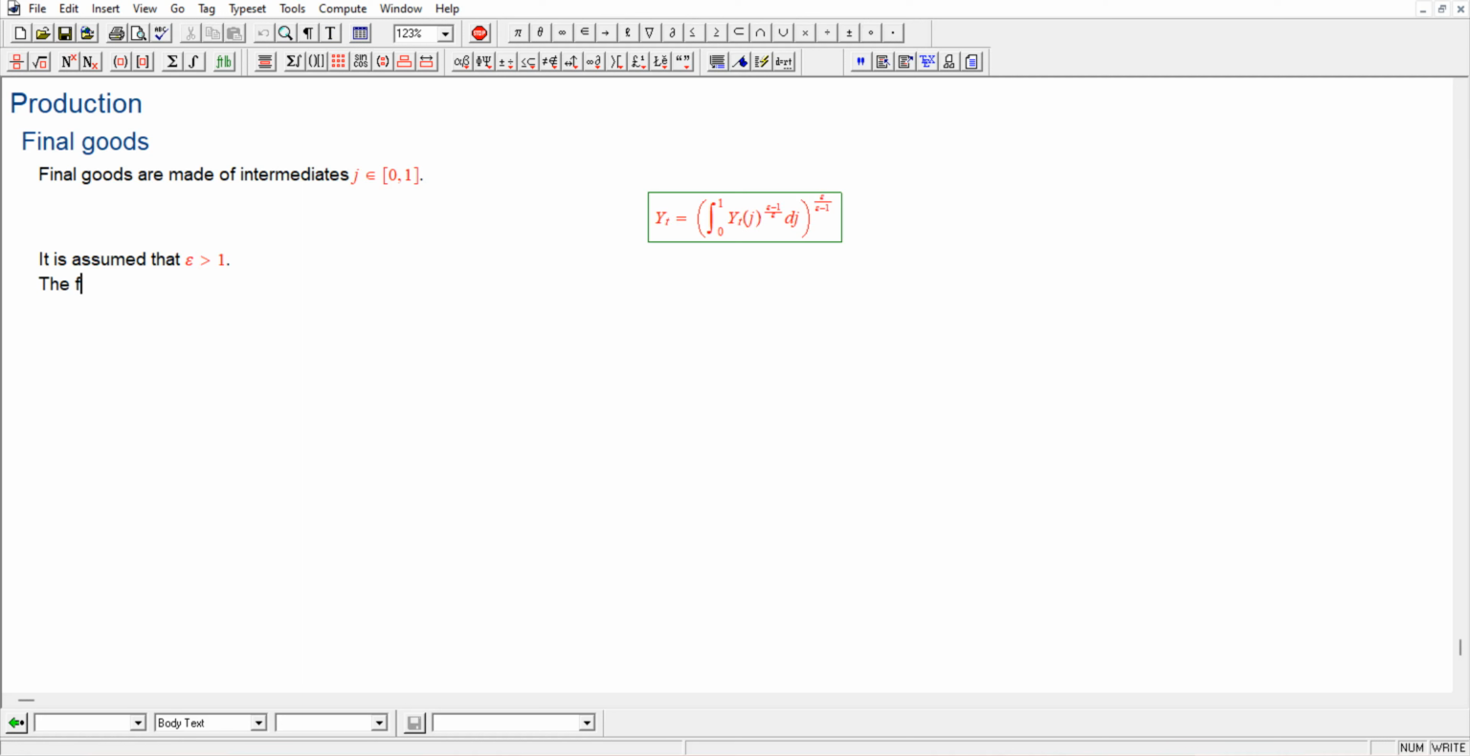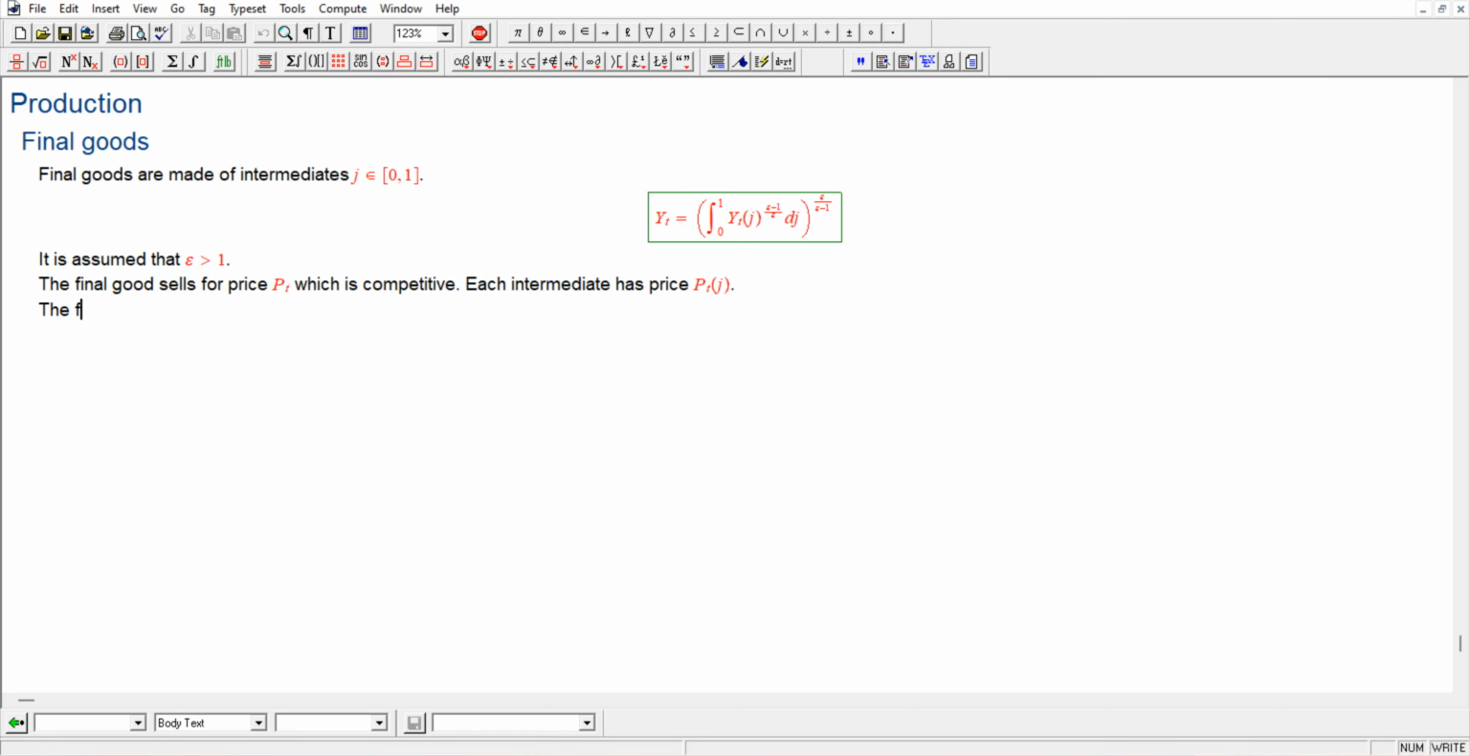Now suppose the final good sells for price P sub t, which is competitive. Each intermediate has price P sub t of J, and we will discuss later how those prices are set. That's going to be the whole deal with Calvo pricing.